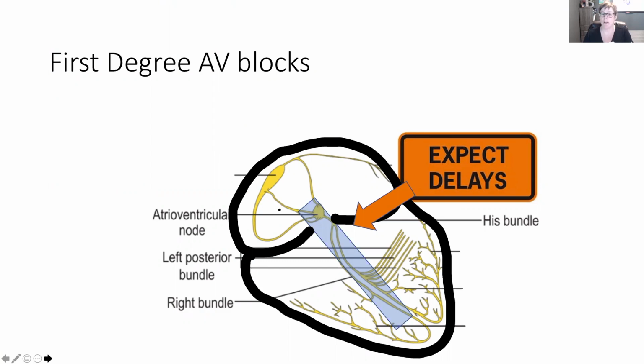If you recall, when the SA node is sending its electrical charge to the AV node, there's nothing wrong with the system above the AV node. So we will still see a nice round P wave on our ECG tracing. But what's happening here is that the AV node is holding on to the energy just a little longer.